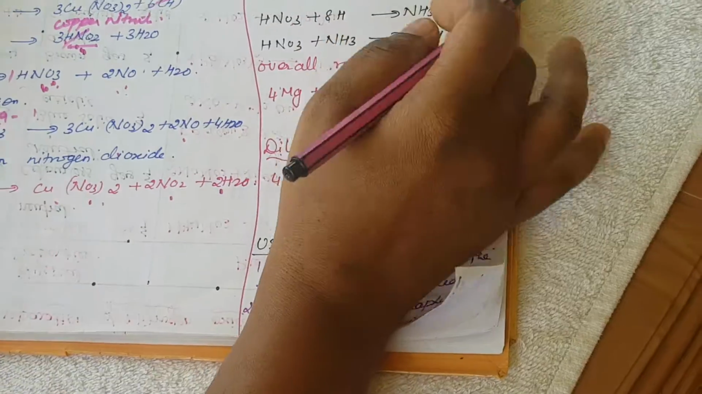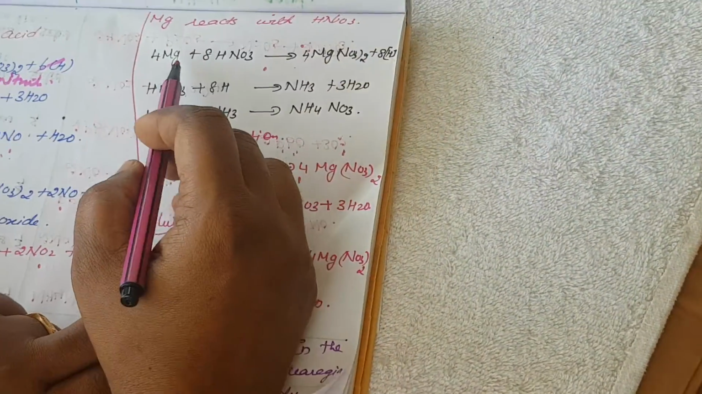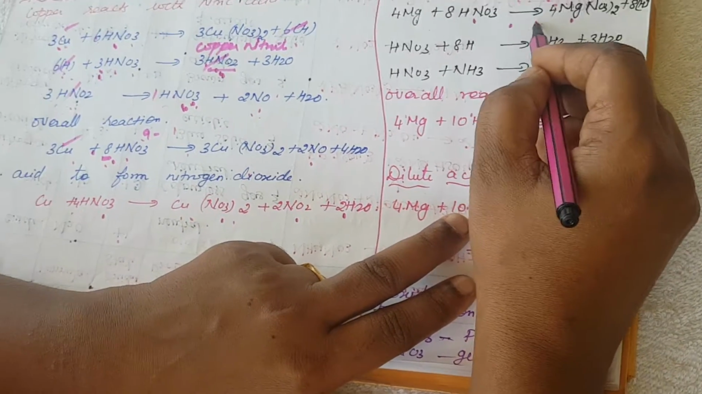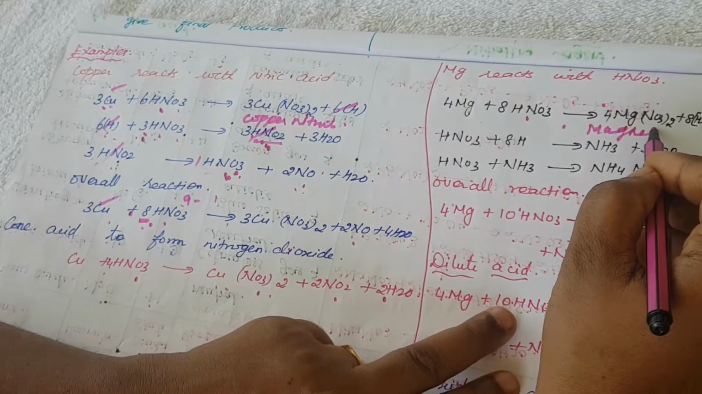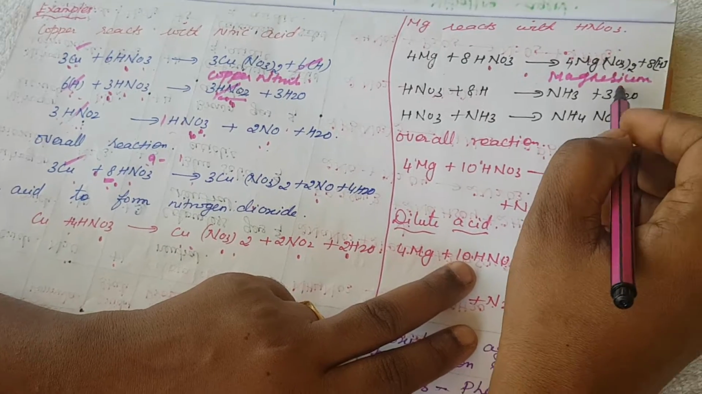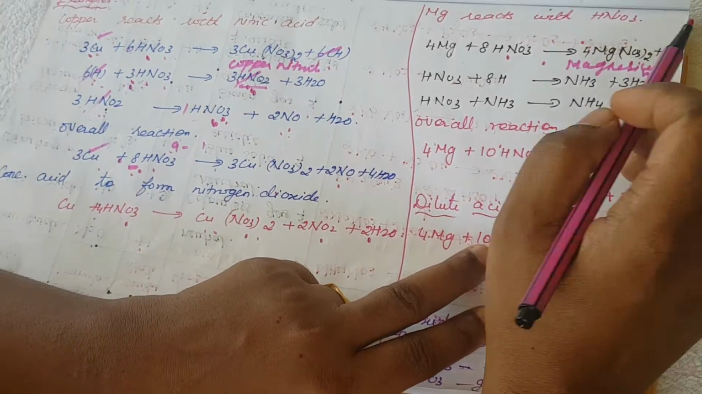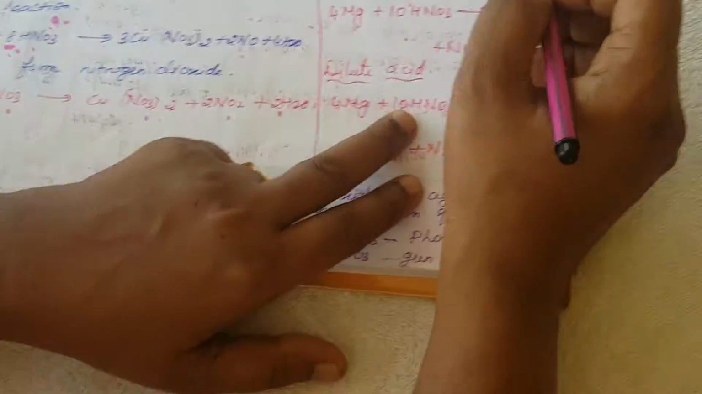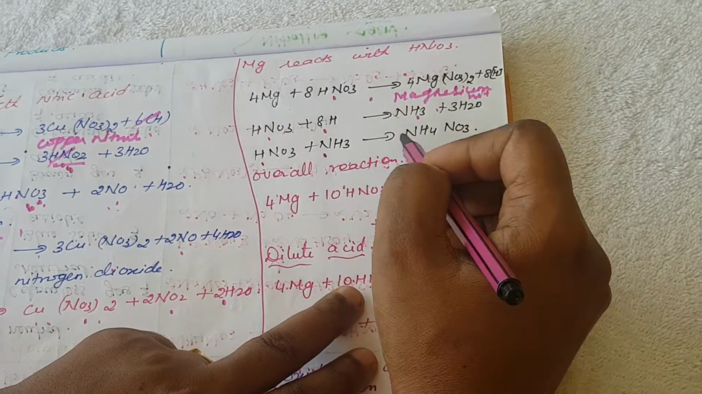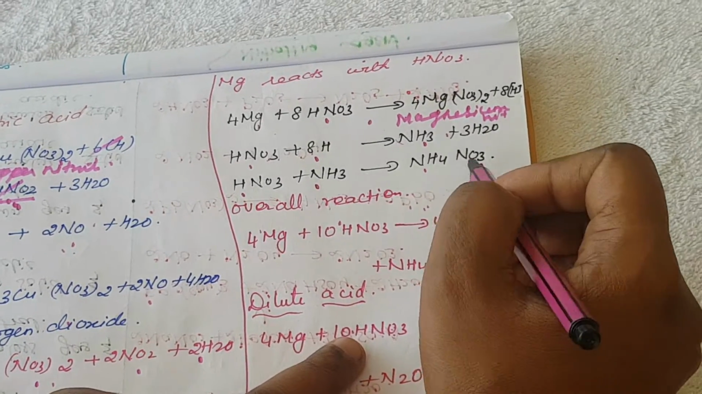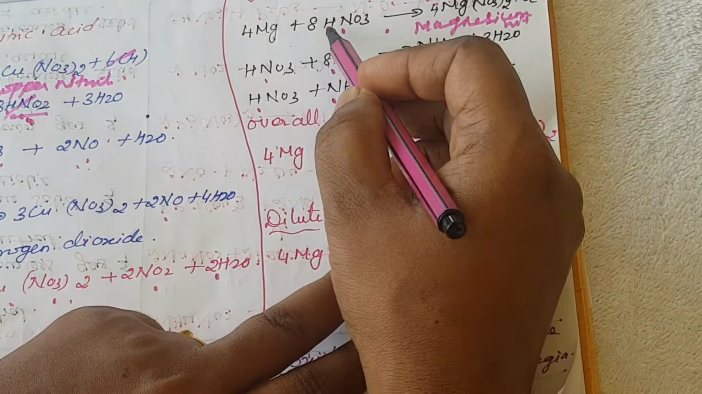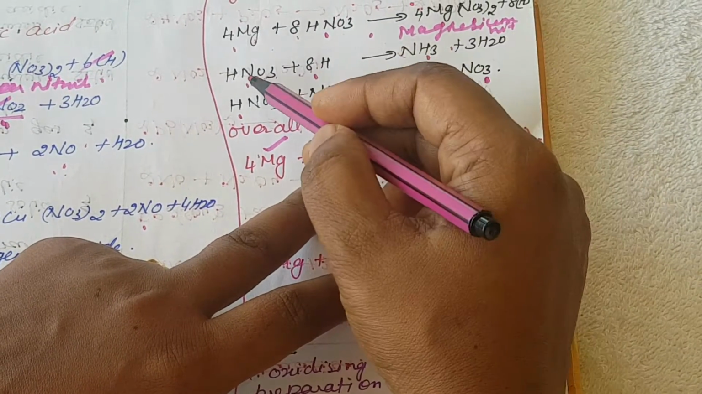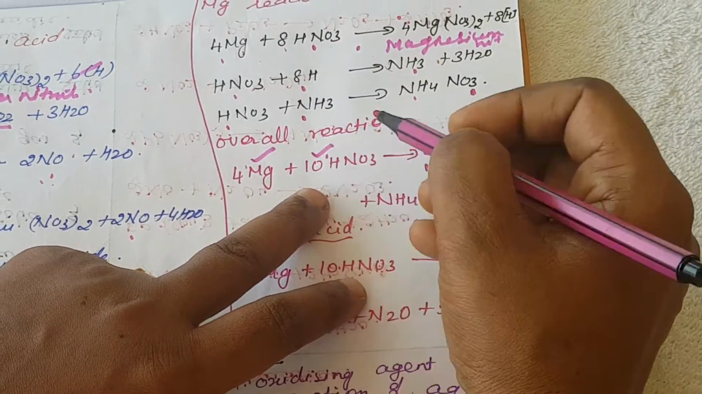The same example here with magnesium. What is the first step? Magnesium reacts with nitric acid to form magnesium nitrate, that is, metal plus nitric acid gives metal nitrate. Then nitric acid reacts with hydrogen to form ammonia. Again nitric acid reacts with ammonia to form ammonium nitrate. So that is the overall reaction. Here 4 Mg, then 8 HNO3, plus 2 HNO3, totally 10 HNO3.